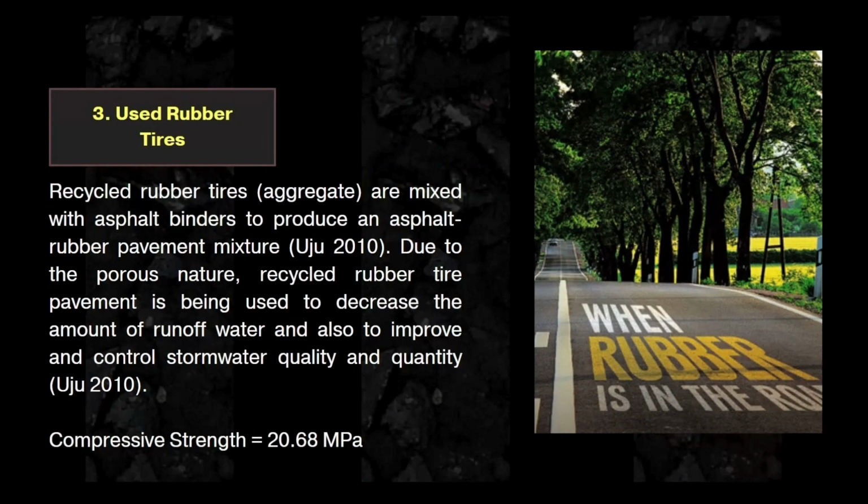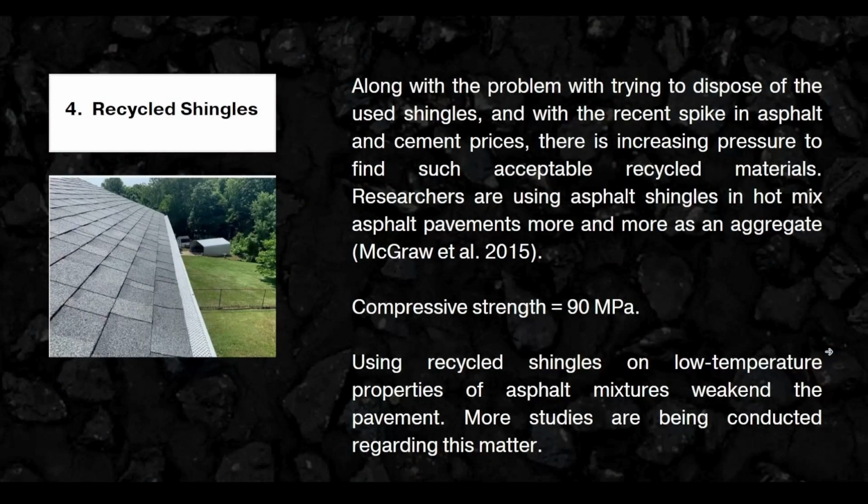Third is the use of rubber tires. Another commonly used material in pavements is used rubber tires. These tires can come from cars, trucks, trailers, and many other venues as well. To be used in pavements, recycled rubber tires are mixed with asphalt binders to produce an asphalt rubber pavement mixture. Due to the porous nature, recycled rubber tire pavement is being used to decrease the amount of runoff water and also to improve the control of stormwater quality and quantity. Also, due to rubber nature, it has a compressive strength of about 20.68 megapascals.